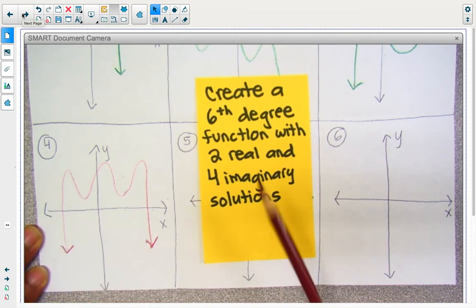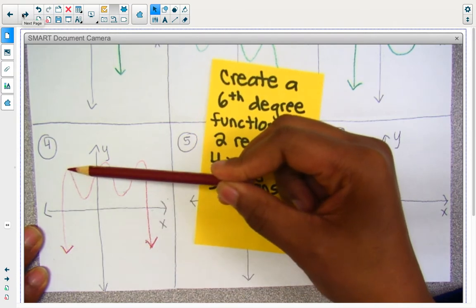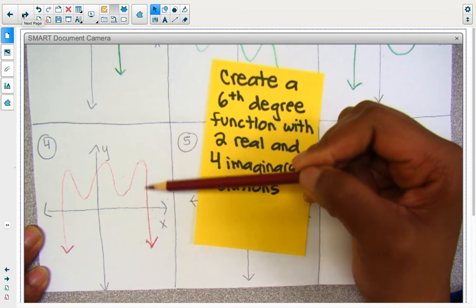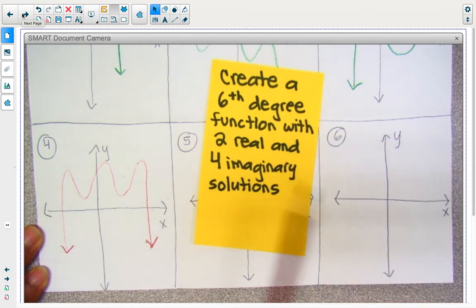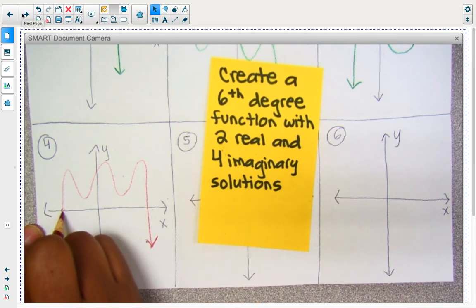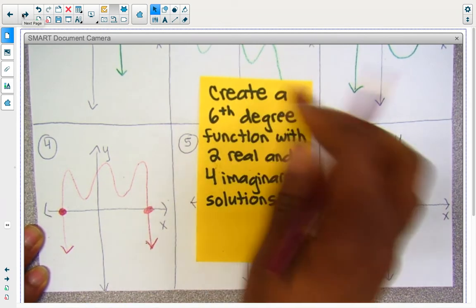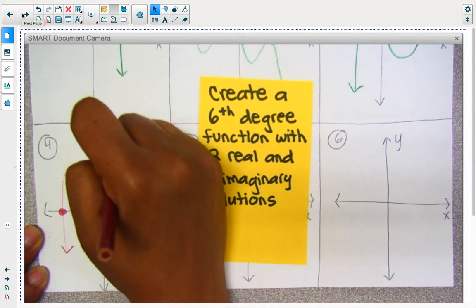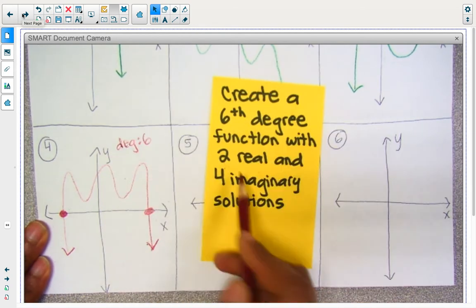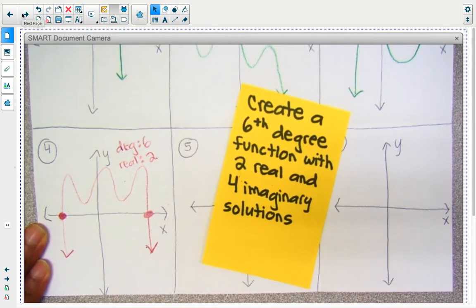Okay, let's double check. It's got to be a 6-degree polynomial. So let's count. So this is 1 to that turning point, 2, 3, 4, 5, 6. So it's a 6-degree polynomial. It only can cross the x-axis twice because it says 2 real solutions. So if I check here, once, twice. So that means we have followed the criteria of this problem. So let's label. The degree is 6, and it said 2 real roots. All right, so that's it for that one.